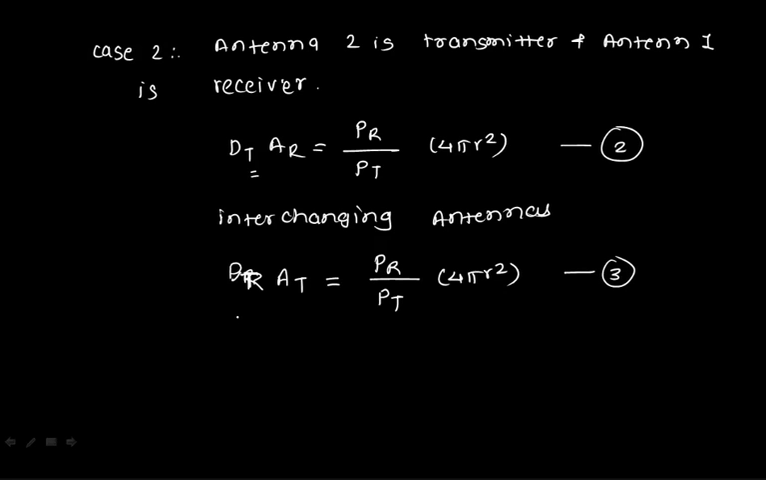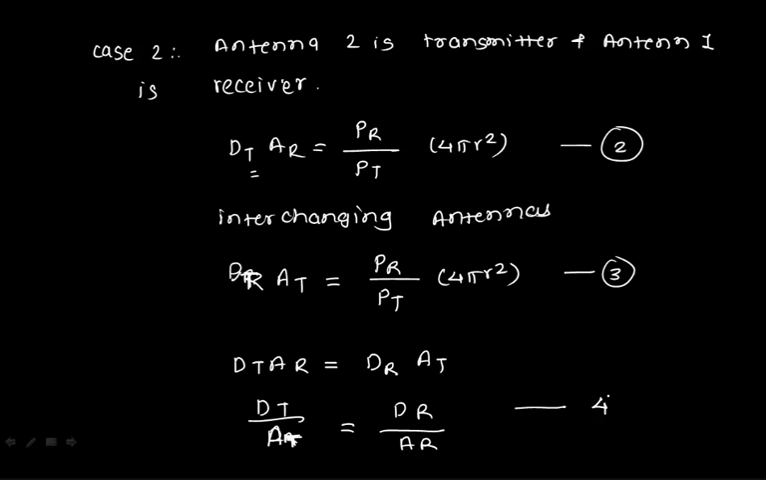If I compare equation number 2 and 3, I can say that DT AR is equal to DR AT. So DT AT, the directivity of the transmitting antenna, is equal to DR AR. I mention this equation as equation number 4. So I have received a very interesting comparison of directivities and effective aperture: DT AT is equal to DR AR.